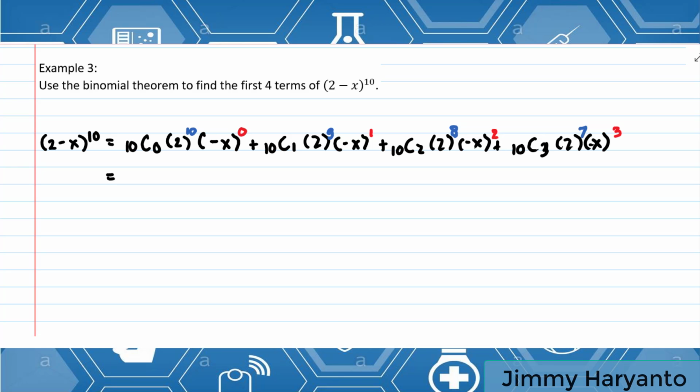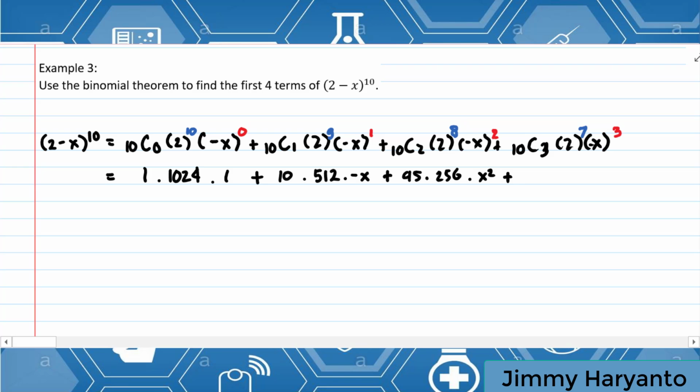Okay, so 10c0 will be 1 times 2 to the power of 10, which is 1024, times 1, plus 10 times 2 to the power of 9, which is 512. This one is negative x. This one is 45, 256 x squared, then 120, 128, negative x cubed.